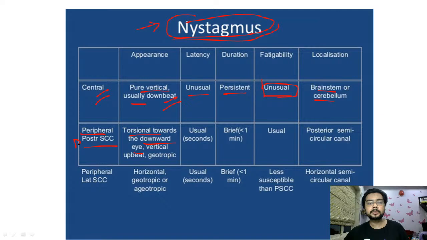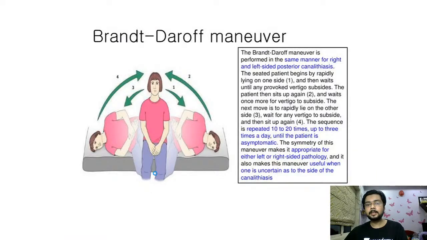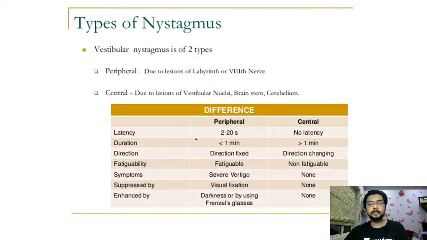So if the posterior semicircular canal is involved, you will see a torsional nystagmus towards the downward or vertical upbeat. There will be latency present. Duration will be very brief, in seconds or in minutes. Fatigability will be there, meaning on repeated testing the nystagmus will reduce. And if we see the types, the basic differences are here.